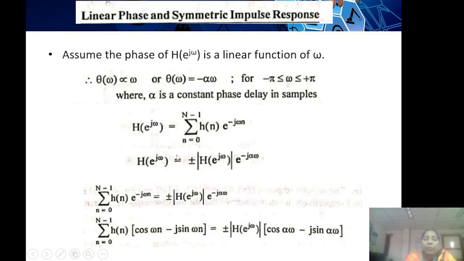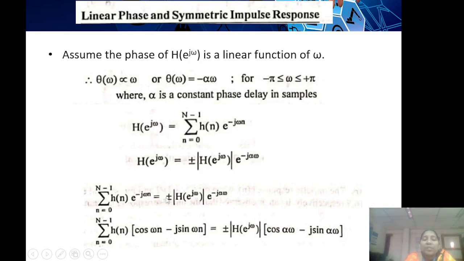Now we are going to equate this particular expression with summation n equal to 0 to N minus 1 h of n e power minus j omega n. Then we are going to expand this e power term both on the left hand side as well as on the right hand side. Just the e power term alone we are going to expand. So the first expression, the summation, will remain as such. That means summation n equal to 0 to N minus 1 h of n.